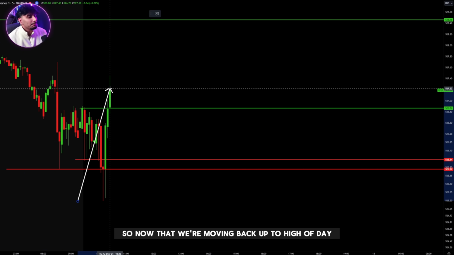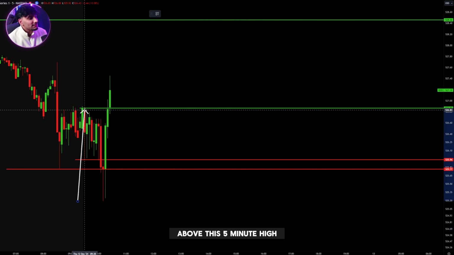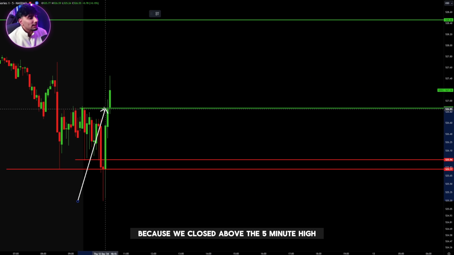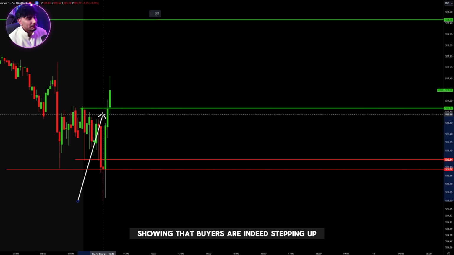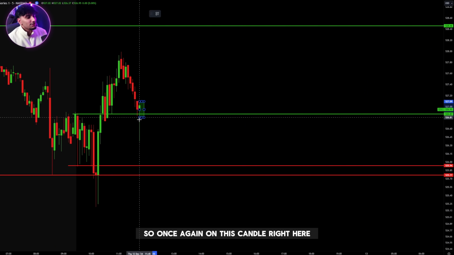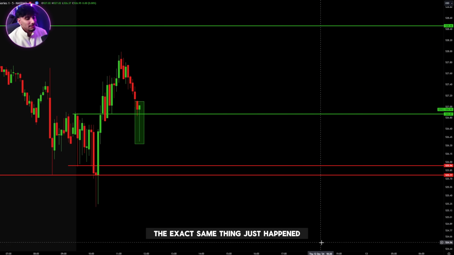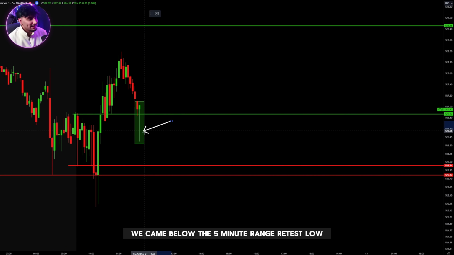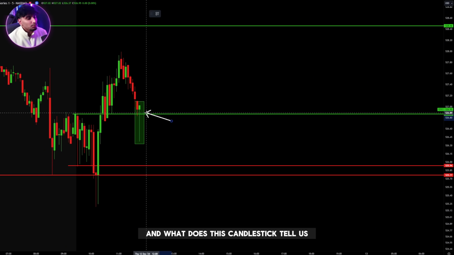So now that we're moving back up to high of day and we actually do have a candlestick closure above this 5-minute high, we can actually look for a potential retest because we closed above the 5-minute high, showing that buyers are indeed stepping up. So once again, on this candle right here, the exact same thing just happened. We came below the 5-minute range retest low. However, we closed the candlestick above. And what does this candlestick tell us based off of price action?